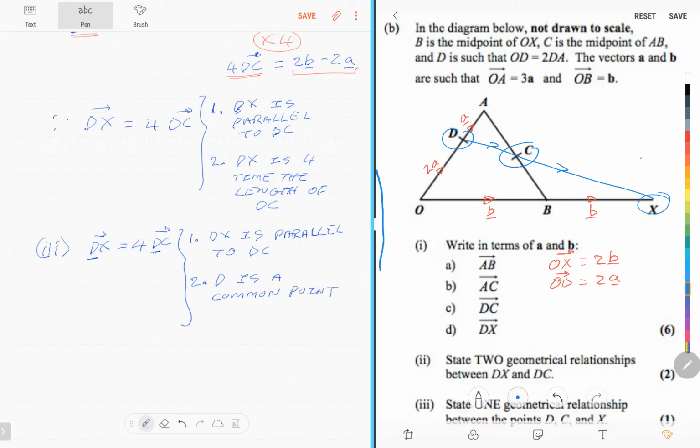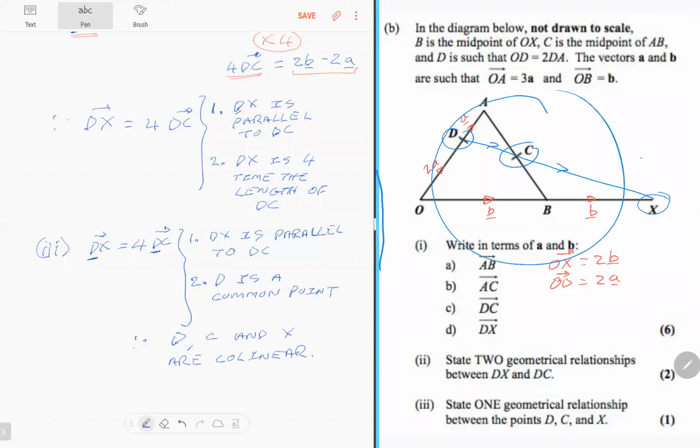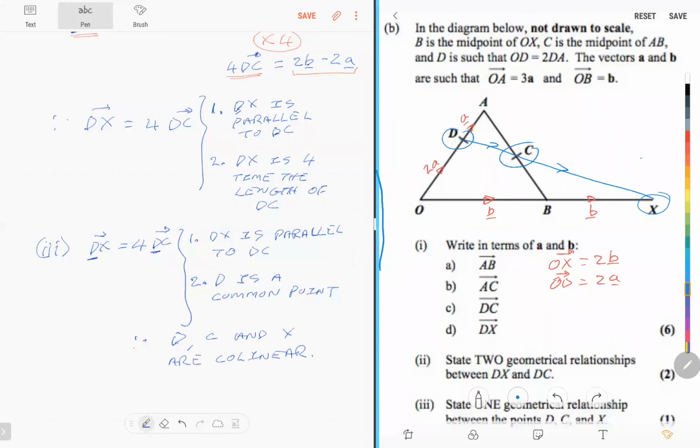And once you have those 2 conditions, it means that the points involved are collinear. So you can write it. Therefore, D, C, and X are collinear, meaning the points are on a straight line. Right? That's what collinear means. 3 points are on a straight line. And you can see it on the diagram over here. So what we did in the calculation, we are basically getting on the diagram.